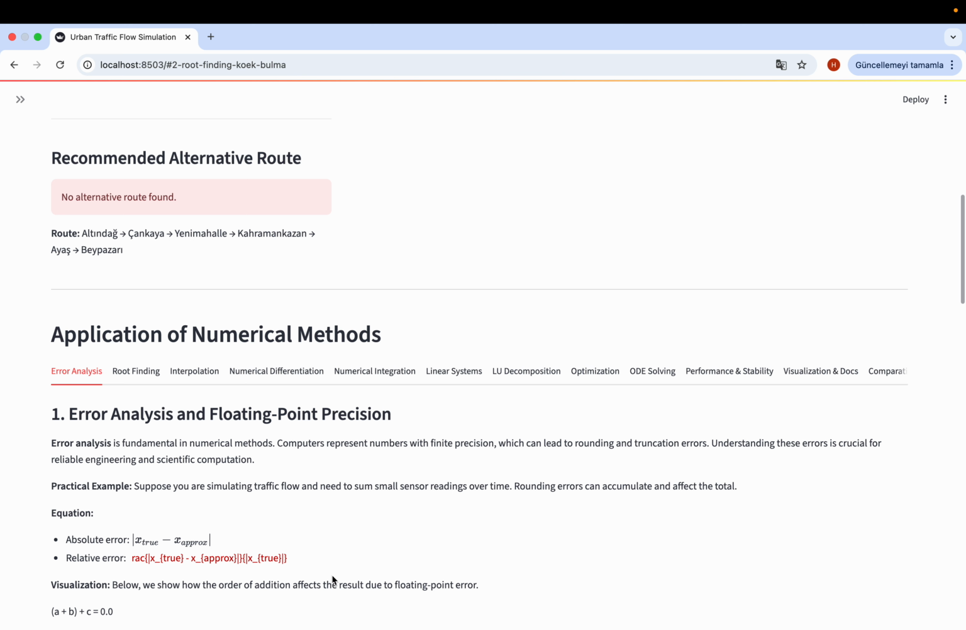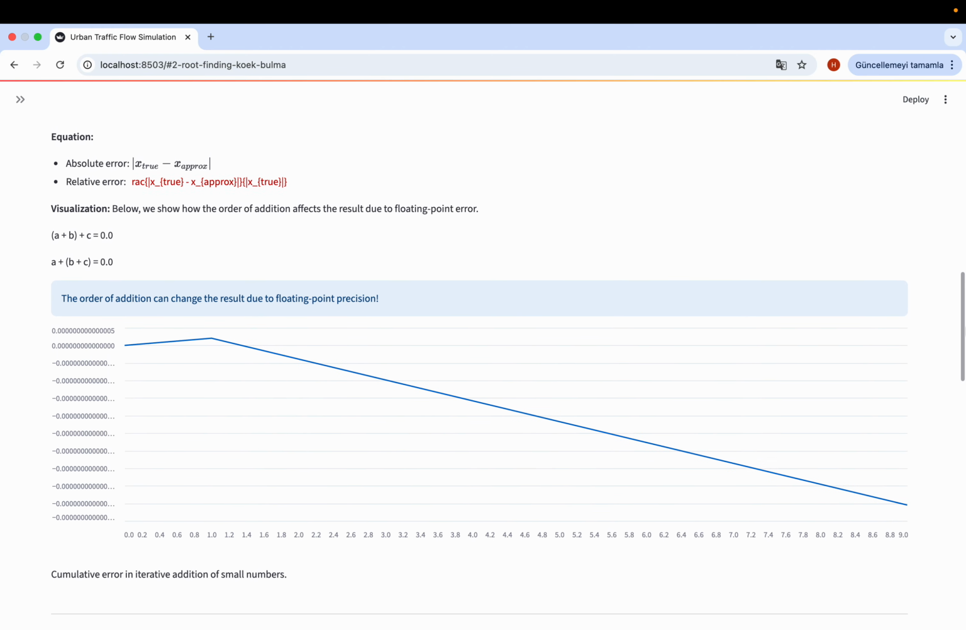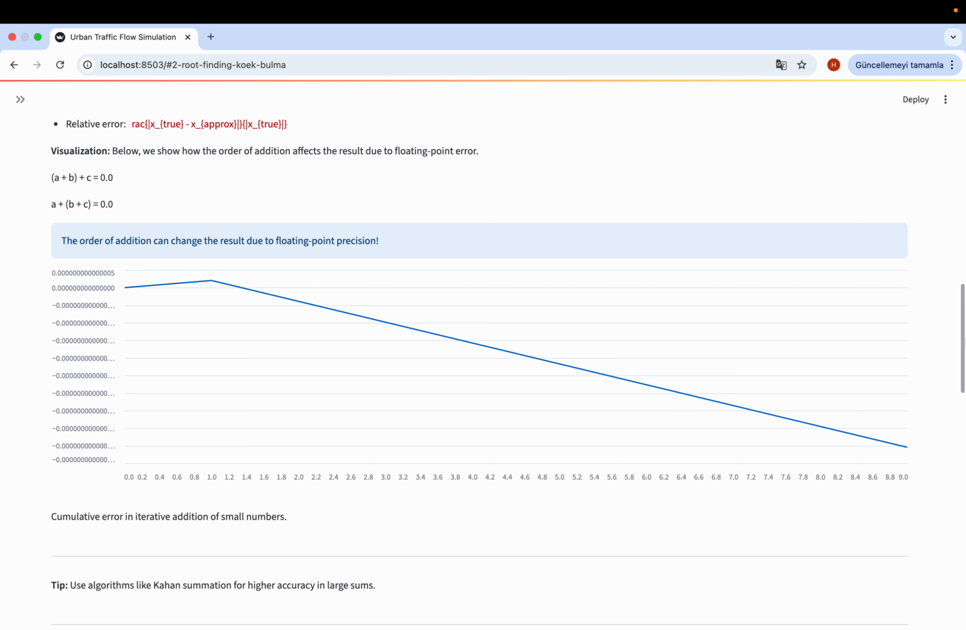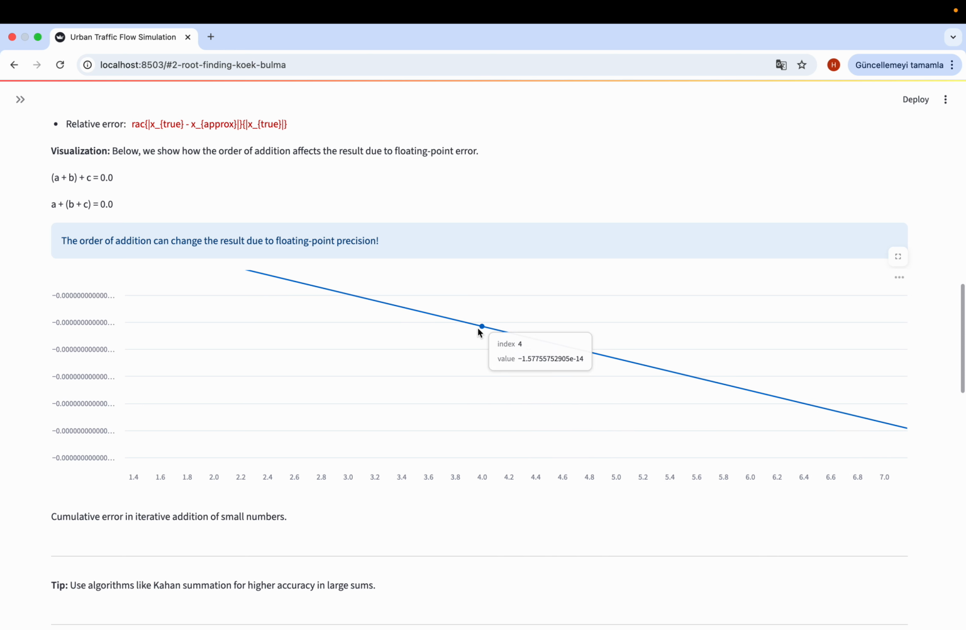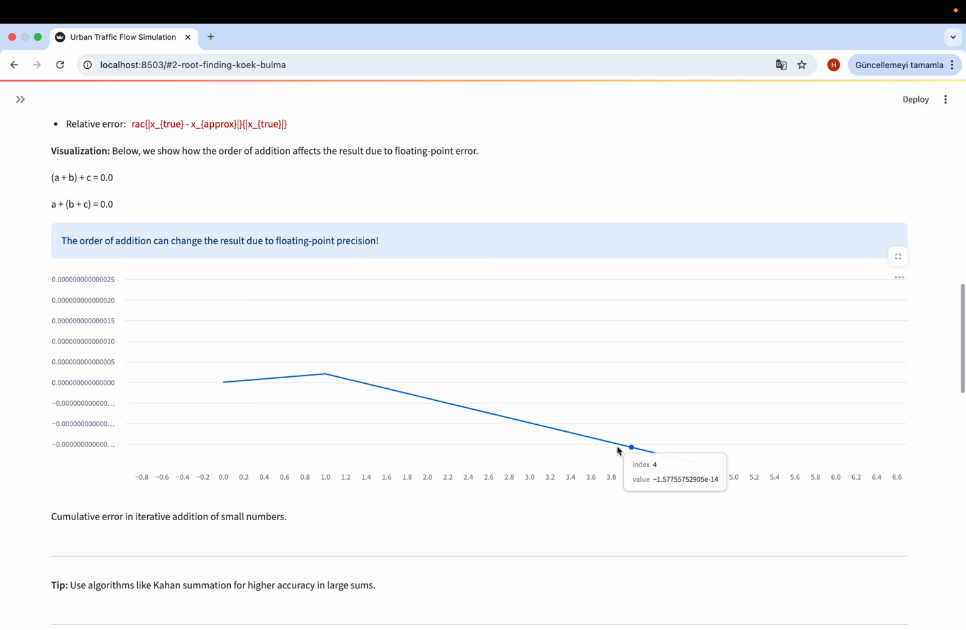Absolute error is x exact minus x approx. And relative error, this formula. In the visualization below, we show how the order of addition affects the results due to floating point error. Yes, you can see the formula in the graph. The order of addition can change the result due to floating point precision. Be careful. Yes, you can see the graph as text and the values in the error analysis.